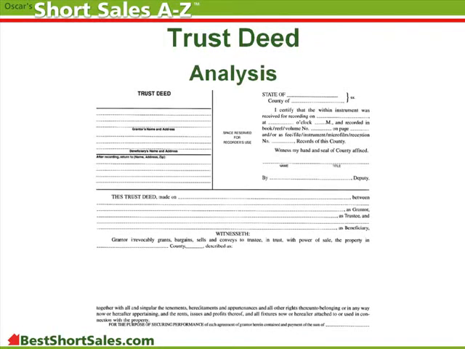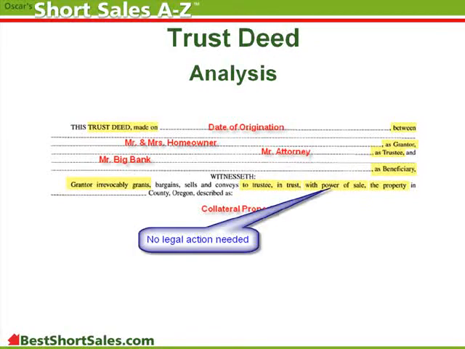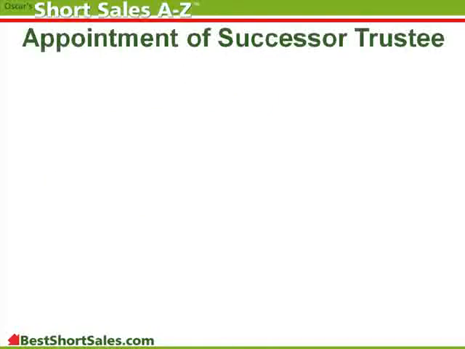Trust deed. Let's analyze how a trust deed works. This is a good example of a short-form trust deed. It reads, "This trust deed, made on, date of origination, between Mr. and Mrs. Homeowner as grantor, Mr. Attorney as trustee, and Mr. Big Bank as beneficiary. Grantor irrevocably grants to trustee, in trust, with power of sale, the property, collateral property." Power of sale means non-judicial foreclosure.